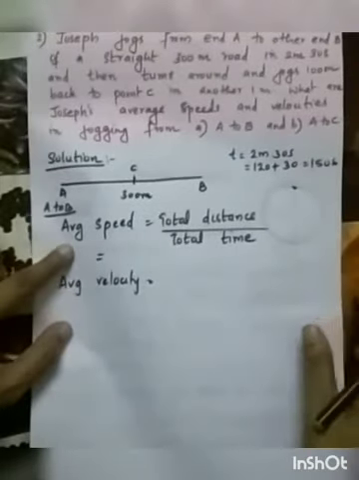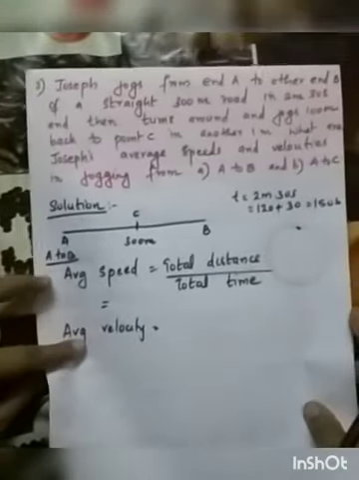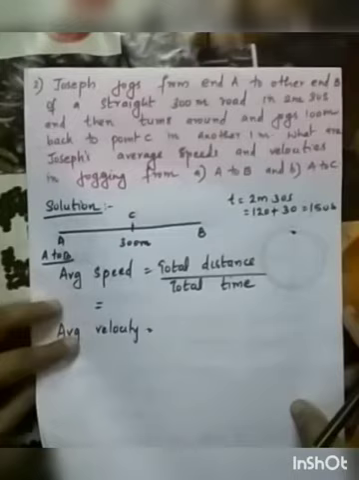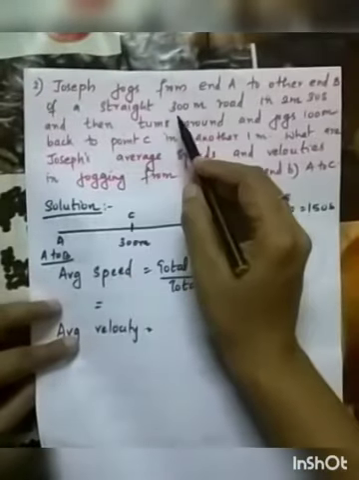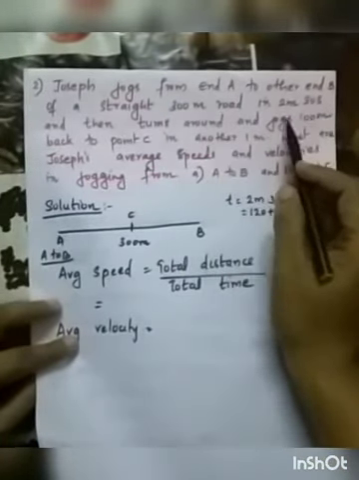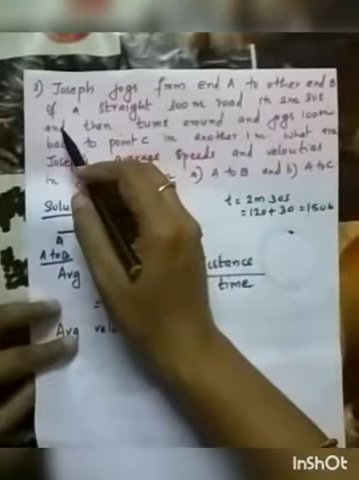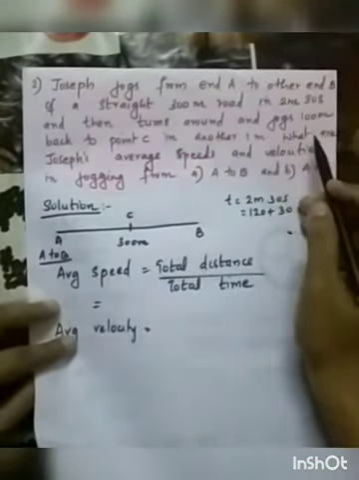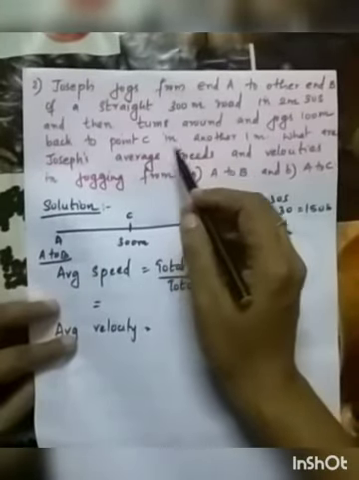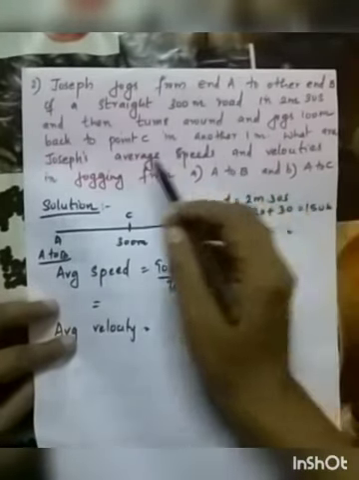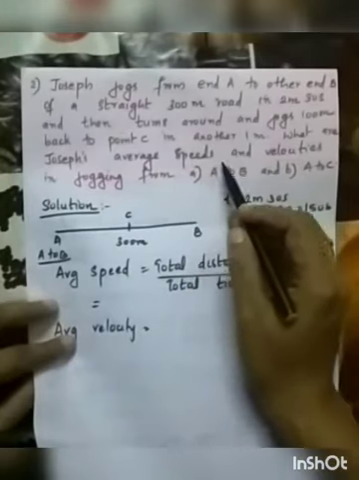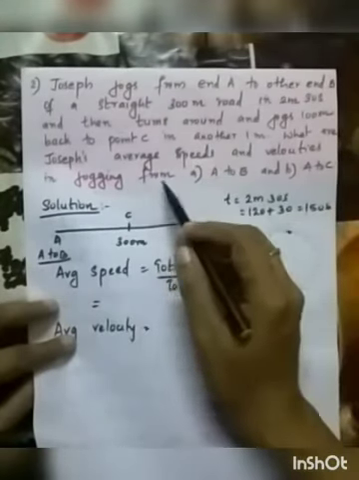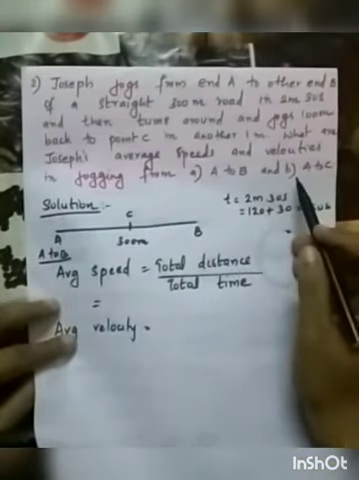Children, let's move on to the next question. Joseph jogs from end A to other end B of a straight 300-meter road in 2 minutes 30 seconds and then turns around and jogs 100 meter back to point C in another 1 minute. What are Joseph's average speed and velocity in jogging from A to B and A to C?